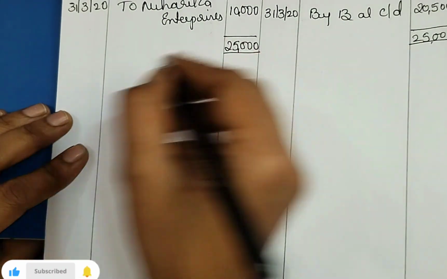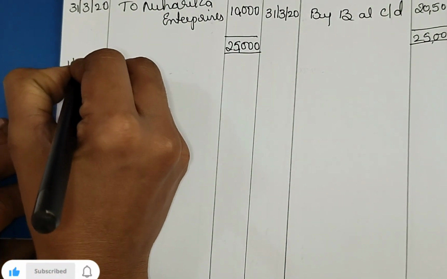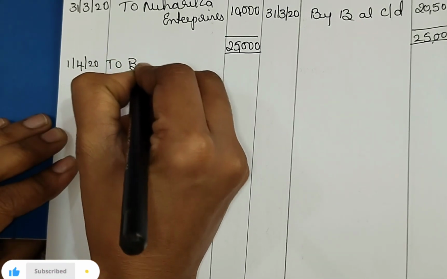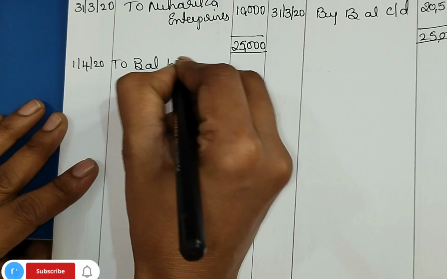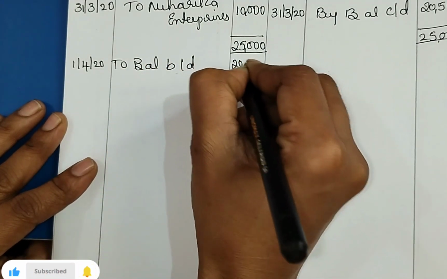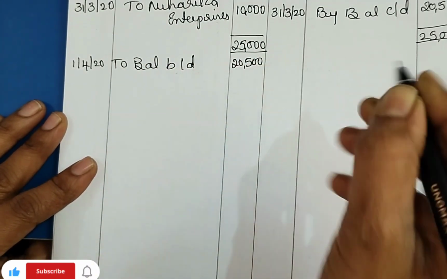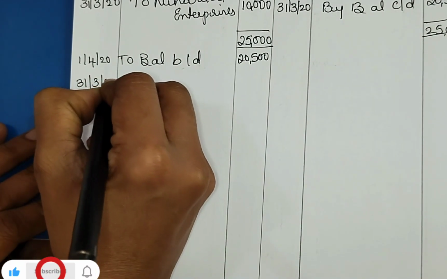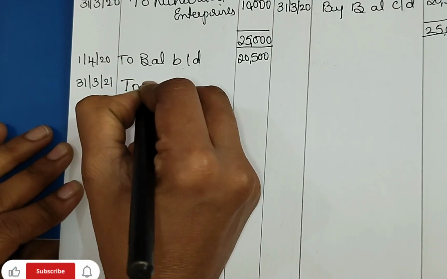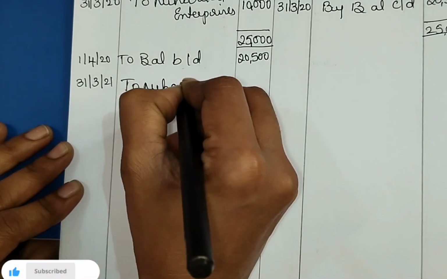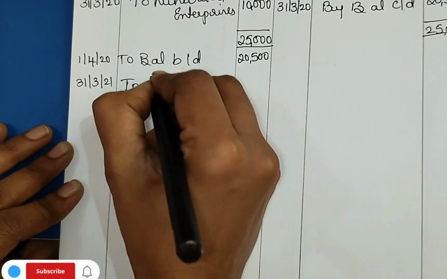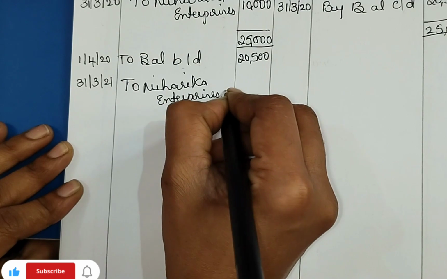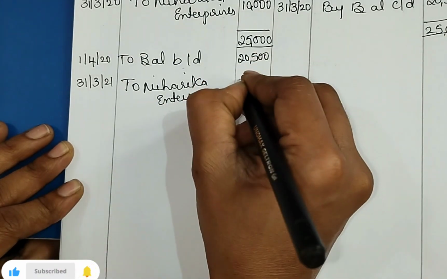We are bringing down the balance on 1/4/2020 to balance brought down 20,500. Installment on 31st March 2021 to Niharika Enterprises account 10,000.